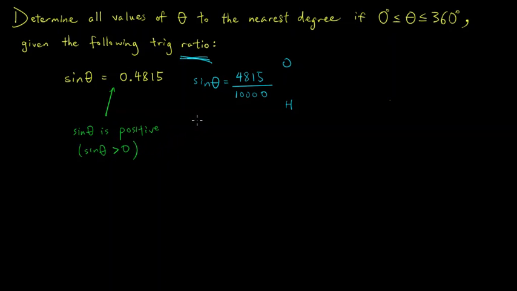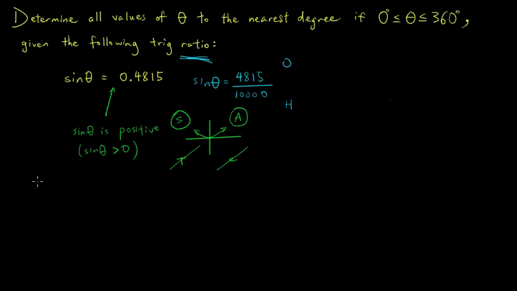Therefore, according to the CAST rule, let me just draw a quick diagram here. You know that the sine ratio of any angle is positive within quadrant 1 and quadrant 2. Therefore, the values of theta are going to be located in quadrant 1 or quadrant 2. We're not concerned about quadrant 3 and quadrant 4 for this ratio.